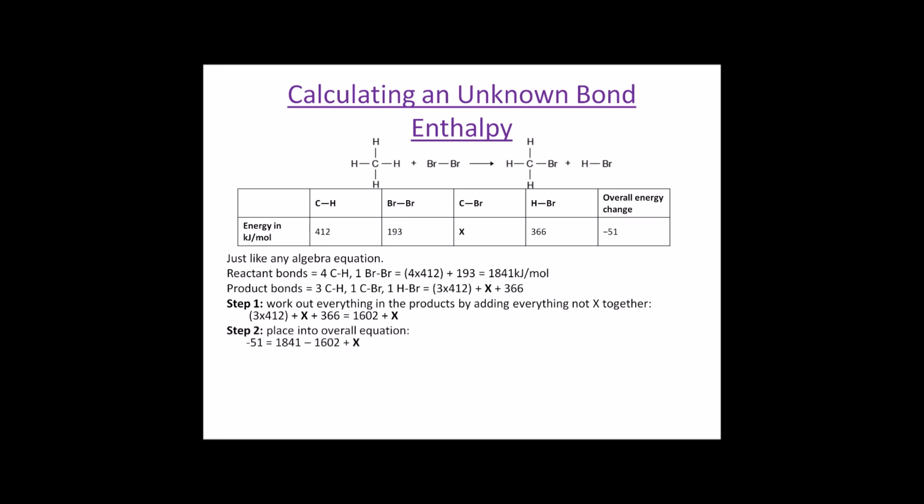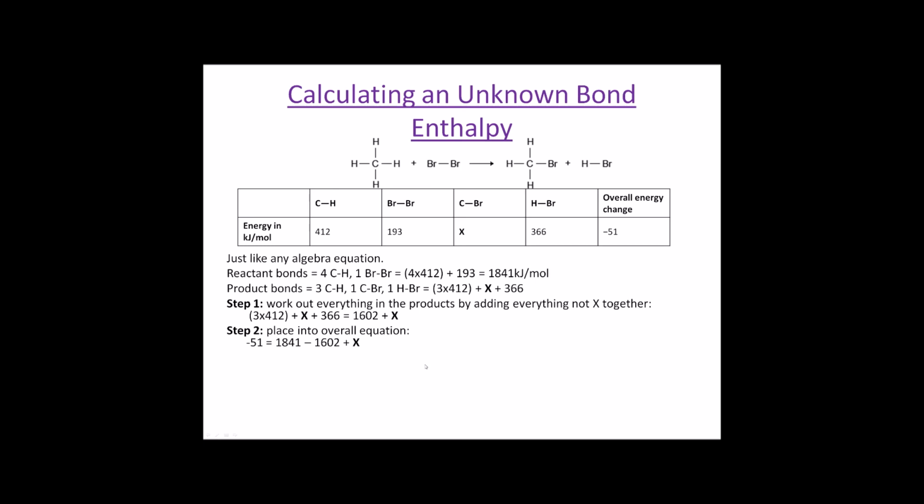Now we can place this into the overall equation. We've been told the overall energy change is minus 51, so that goes in: overall energy change, minus 51, is equal to 1,841, which is our bonds broken, our reactant bonds, take away this here for our products. So take away 1,602 plus X. So tricky, maybe a little bit trickier. But again, it's just like algebra.